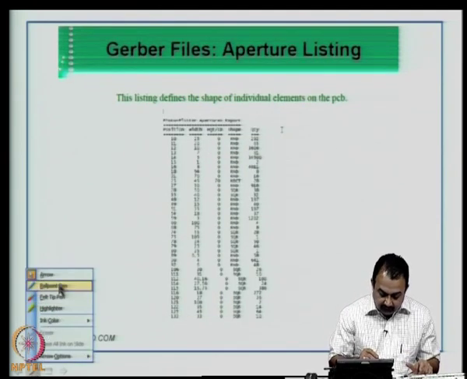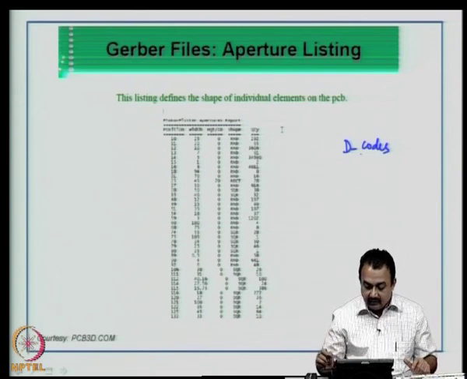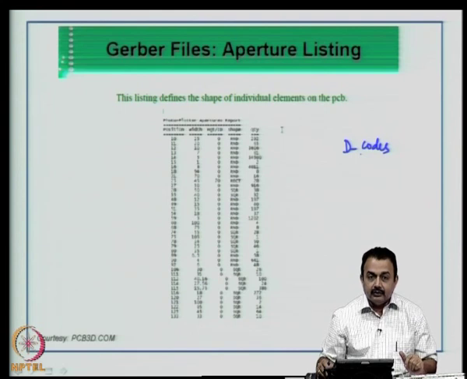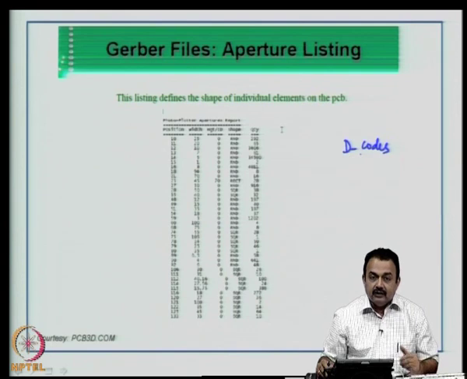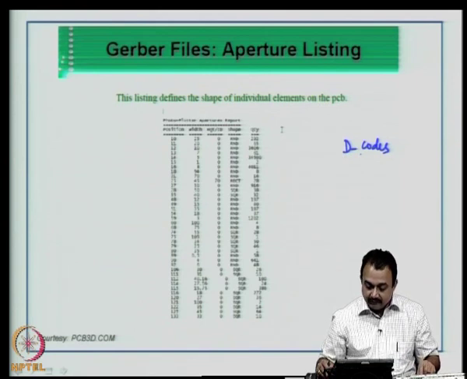So, the D codes are basically a listing of the various pads that are used in the particular layer. The photoplotter that is used for this mask preparation will read this aperture listing, and the aperture in the light source of the photoplotter will open the aperture according to the dimensions mentioned in this list. So, this is the utility of this aperture listing.